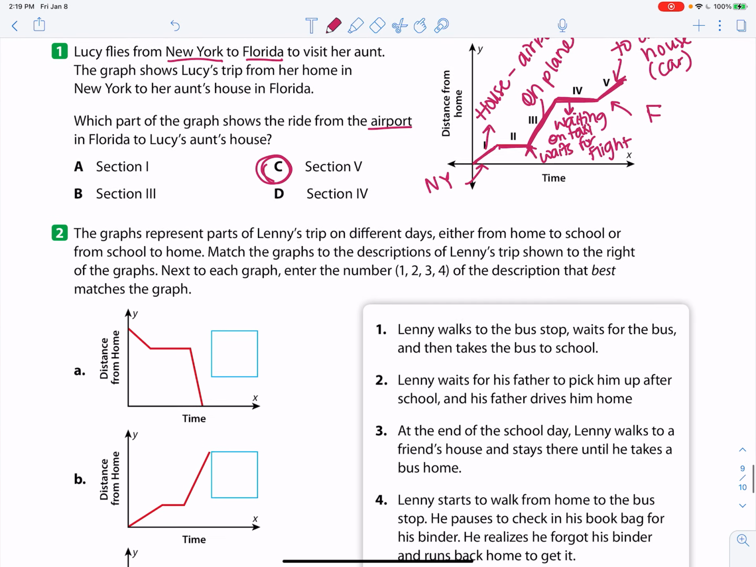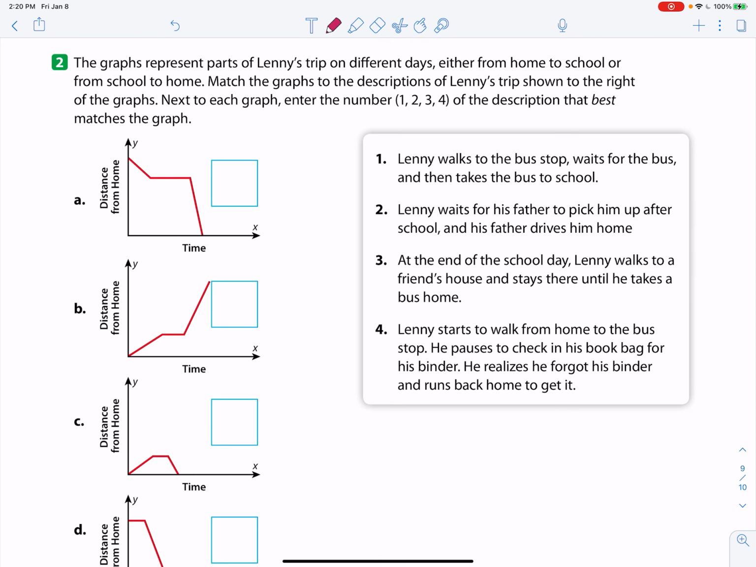All right, number 2. The graph represents parts of Lenny's trip on different days, either from home to school or from school to home. Match the graphs to the descriptions of Lenny's trip shown to the right of the graphs. Next to each graph, enter the numbers 1, 2, 3, or 4 of the description that best matches the graph. All right, so number 1, Lenny walks to the bus stop. So you know he won't be covering too much distance in a short amount of time, so it should be pretty gradual and low. So low distance.